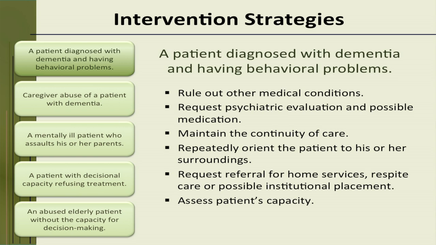We may request psychiatric evaluation and possible medication, maintain the continuity of care, repeatedly orient the patient to his or her surroundings, request referral for home services, respite care, or possible institutional placement, and assess the patient's capacity. These are all very important things that can be done in order for us to understand what interventions other than these can be done to improve the outcomes of these older adults.